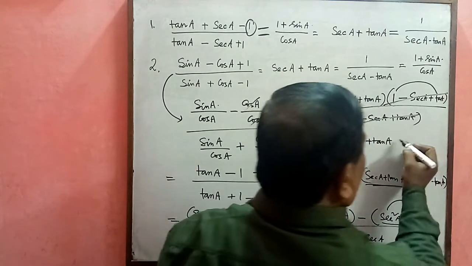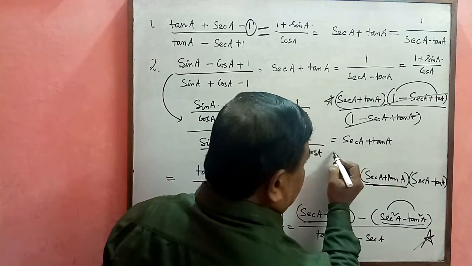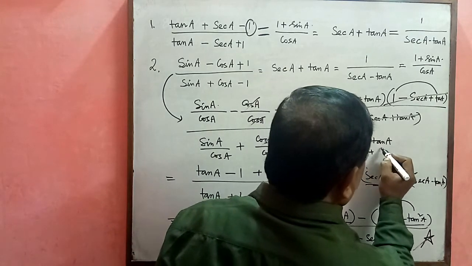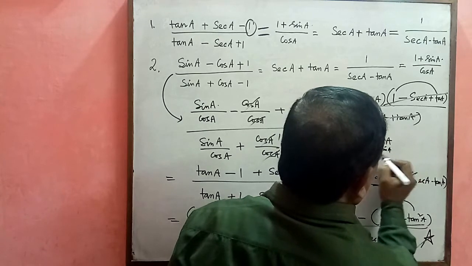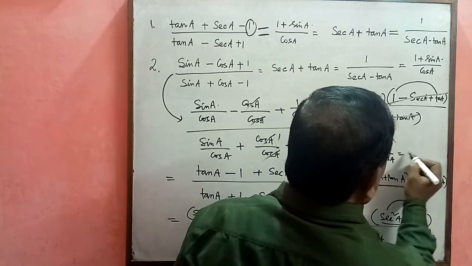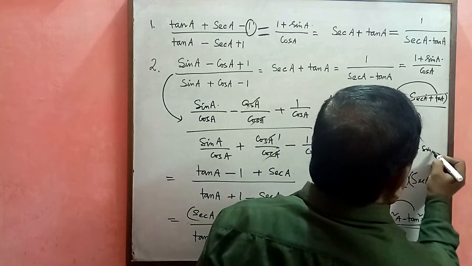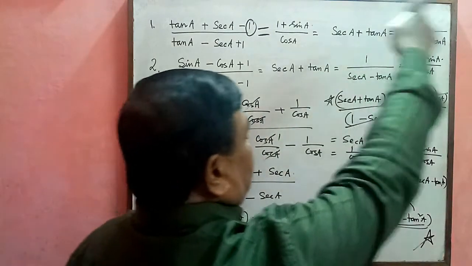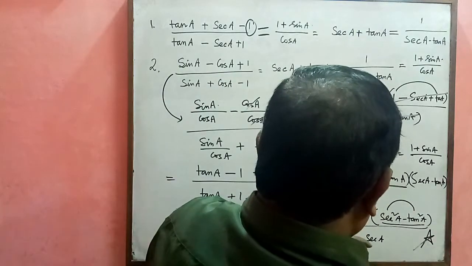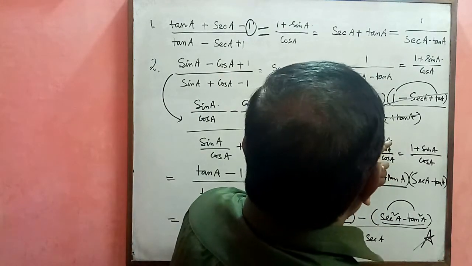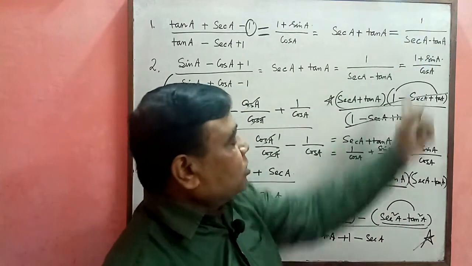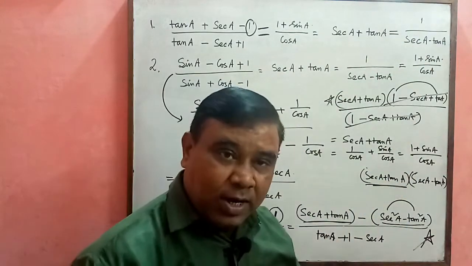Got it? Now here, instead of sec a, I can write 1 upon cos a, plus this is sin a upon cos a. So this ultimately gives me 1 plus sin a upon cos a. So these all are proved. Once I have sec a plus tan a, I can write sec a plus tan a is equal to directly 1 upon sec a minus tan a. That's what I told you earlier.